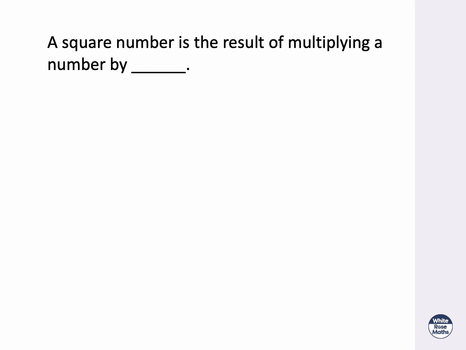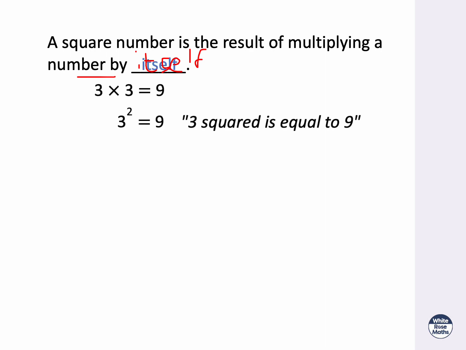A square number is a result of multiplying a number by itself. So the word here should be itself. Okay, there we go. So 3 squared is equal to 9. 3 to the power of 2. So we pronounce it as 3 squared, is equal to 9.